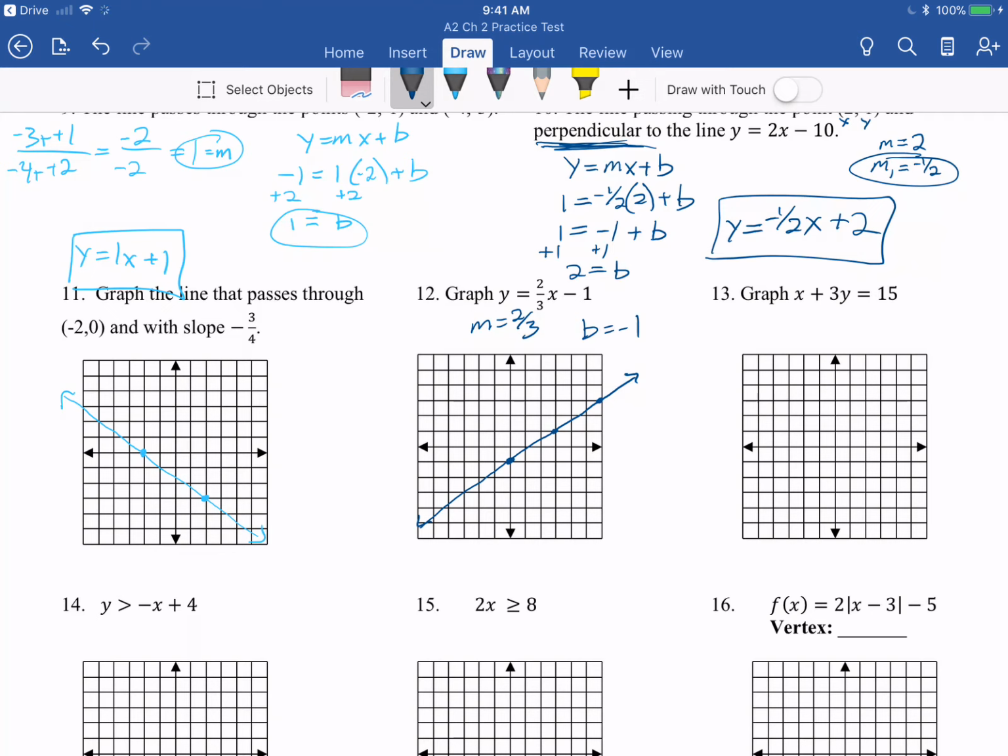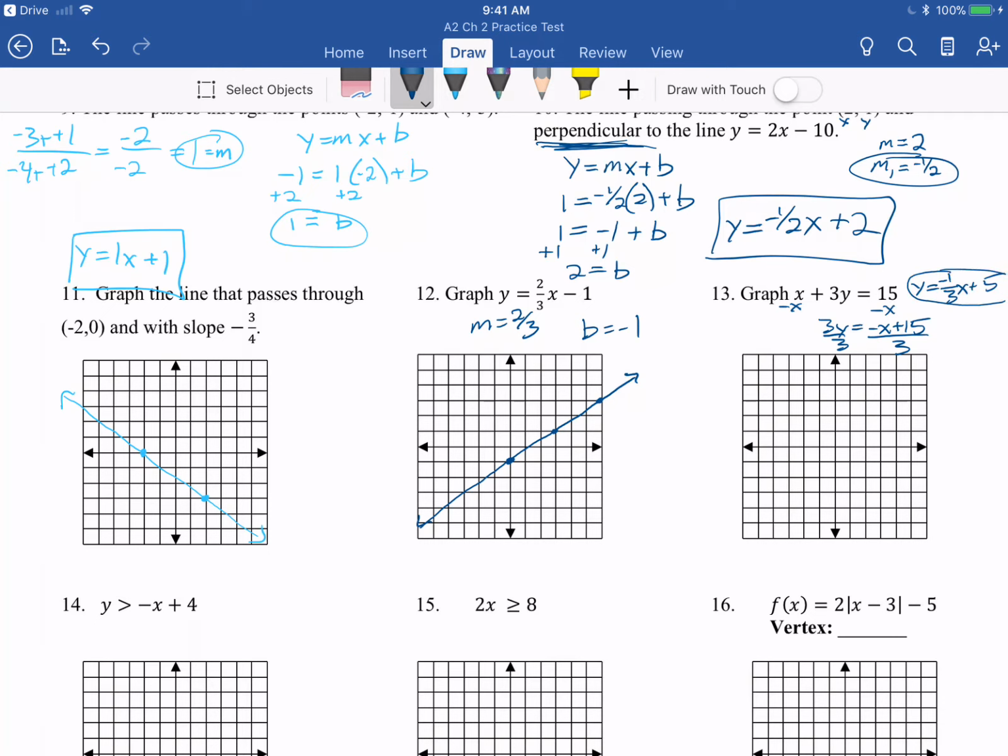Number 13 is actually not in y equals mx plus b, so you have to get it in y equals mx plus b. So this guy, I minus the x, I minus the x, so now I have 3y is equal to -x plus 15. Divide by 3, divide by 3, so now I get y is equal to -1/3 x plus 5. All right, so that's in y equals mx plus b.